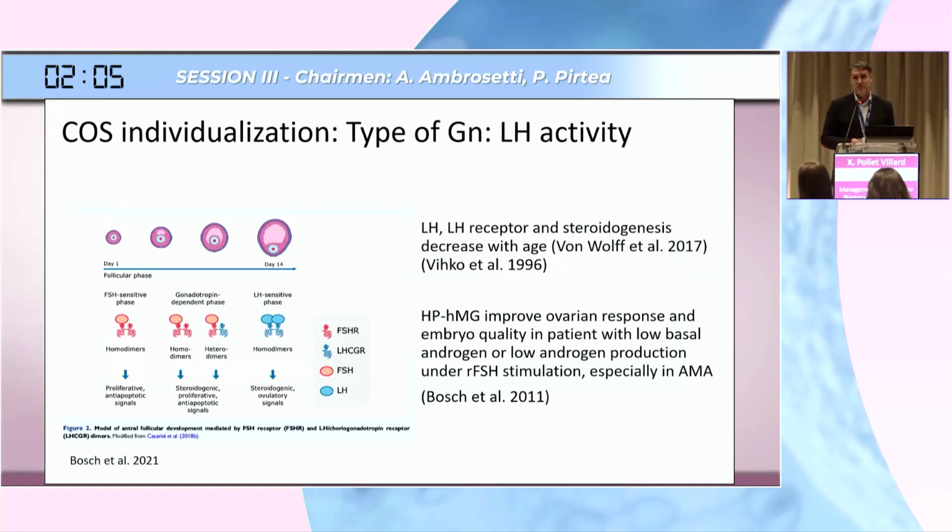Now, individualization, of course, the type of gonadotrophin. We've seen that it seems to be irrelevant, even though HP-hMG was thought, in a study from Bosch in 2011, to improve ovarian response and embryo quality in patients with low basal androgen or low androgen production under recombinant FSH stimulation, especially in advanced maternal age.